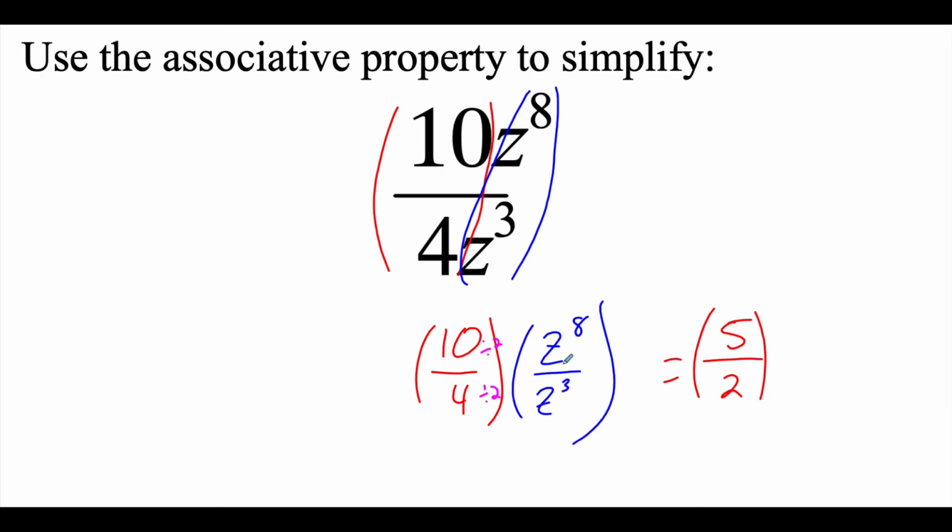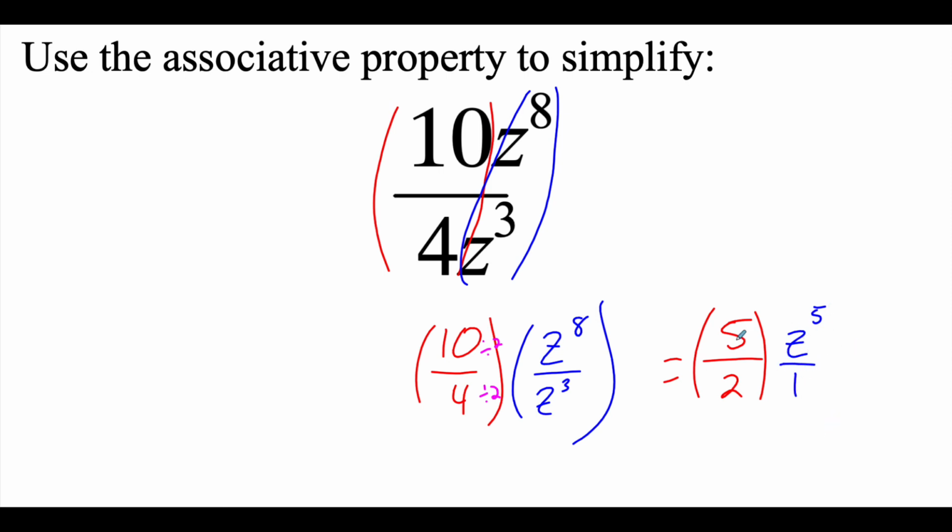Now here with these variables, having z to the 8th divided by z cubed, so we keep that base the same. So we've got z. We subtract those exponents, so it's going to be to the 5th power. Now technically this is still a fraction, and it's over 1.